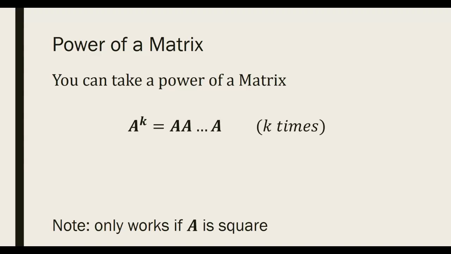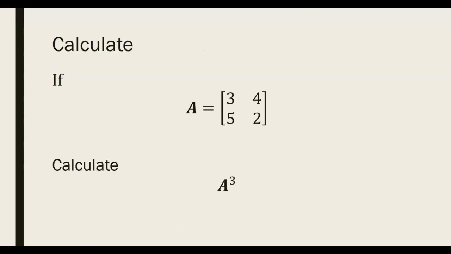All right. Now, if you think about this, in order for this to even make sense, if K is more than 1, the number of rows and the number of columns need to be the same, so you can only take powers of matrices which are square, which are 2 by 2 or 3 by 3 or 4 by 4 or 5 by 5 in dimension. Okay, but just take A multiplying it by itself. So why don't you just go ahead and try that? Try to take A to the third power, and we're utilizing the A which is 3, 4, 5, 2. Go ahead and push pause on the video.